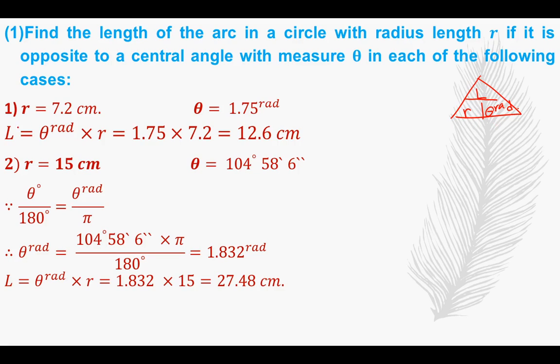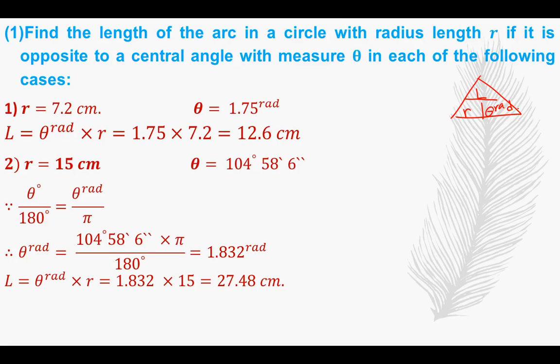So the first example is very easy. You have R 7.2, theta radian equals 1.75 radian. To find the length of the arc, multiply theta radian by R. So it will be 1.75 multiplied by 7.2. The answer will be 12.6 centimeters. So the length of the arc is 12.6 centimeters.